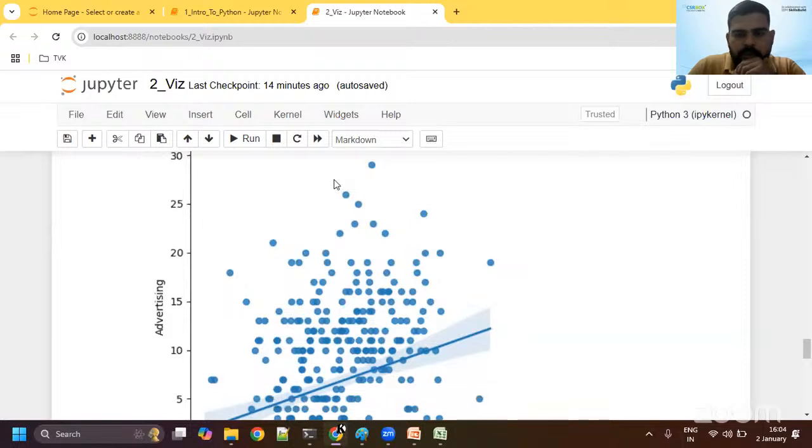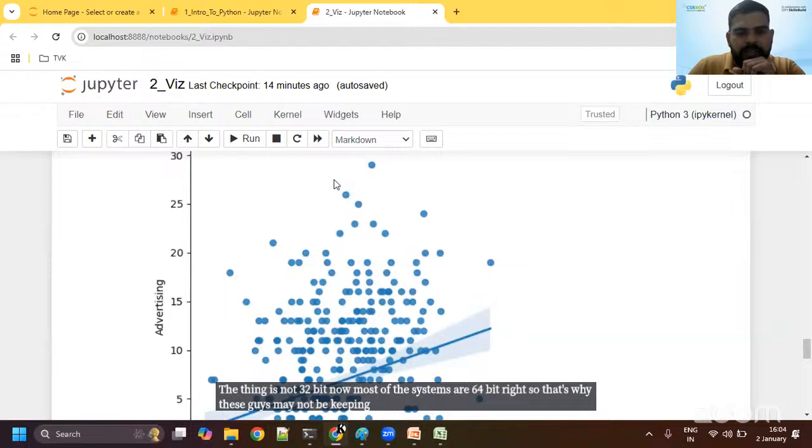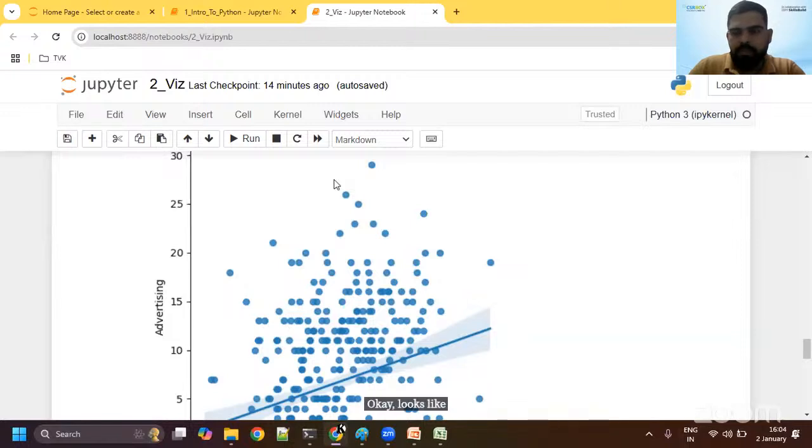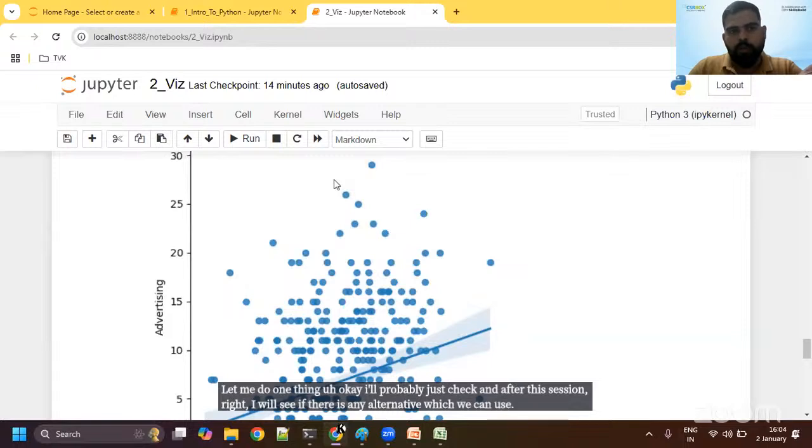Old installers, packages. The thing is, it's not 32-bit now. Most of the systems are 64-bit, right? So that's why they may not be keeping much on that, I guess. Okay, looks like it's not there. What can we do for you? Let me do one thing. After this session, I will see if there is any alternative which we can use to install that.